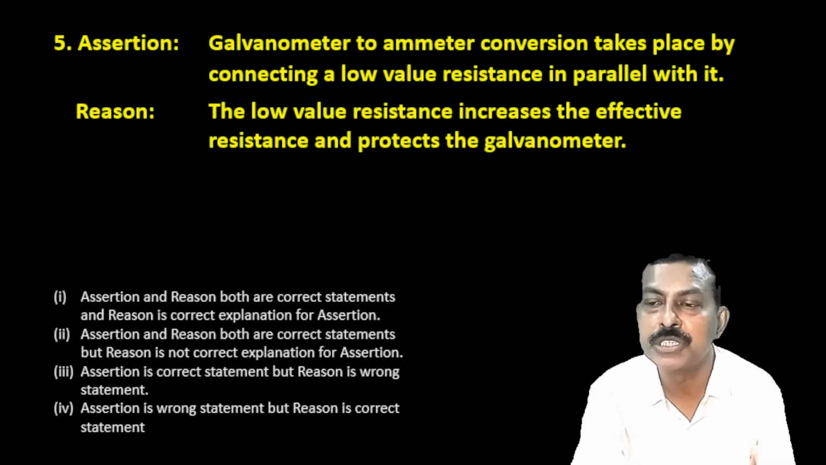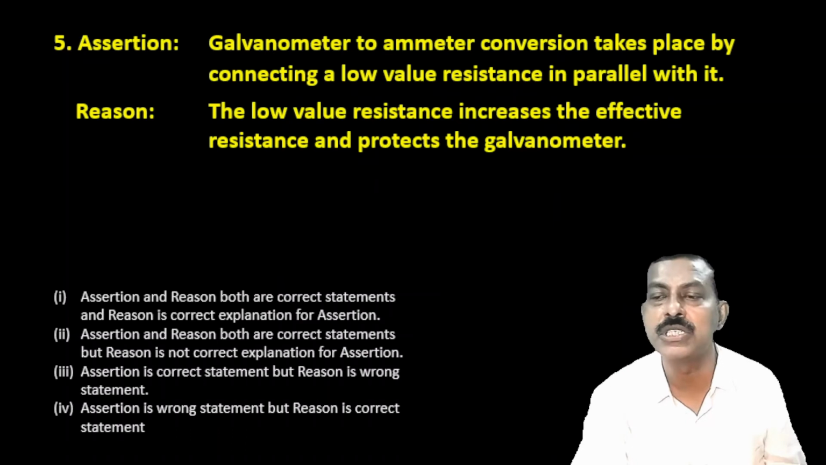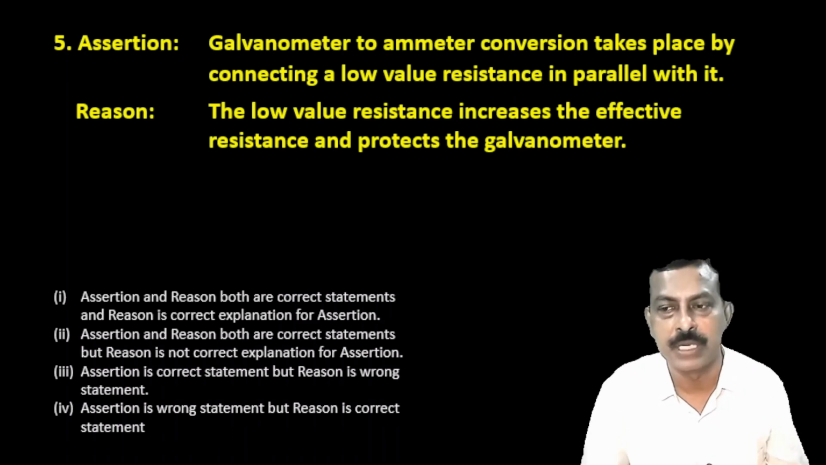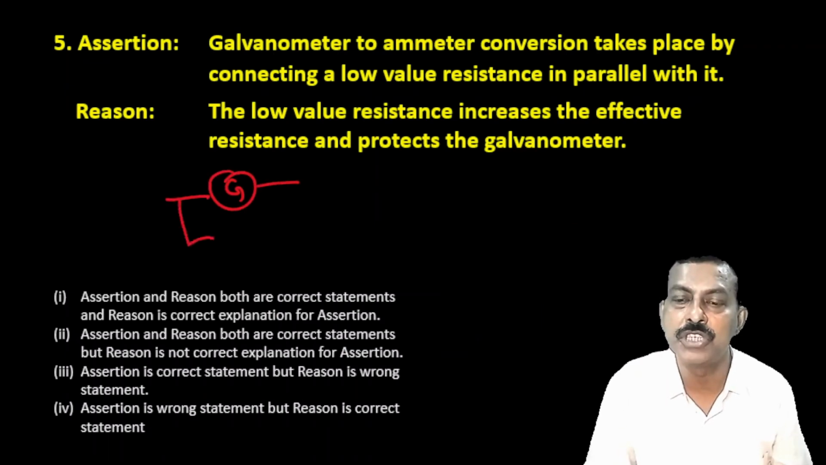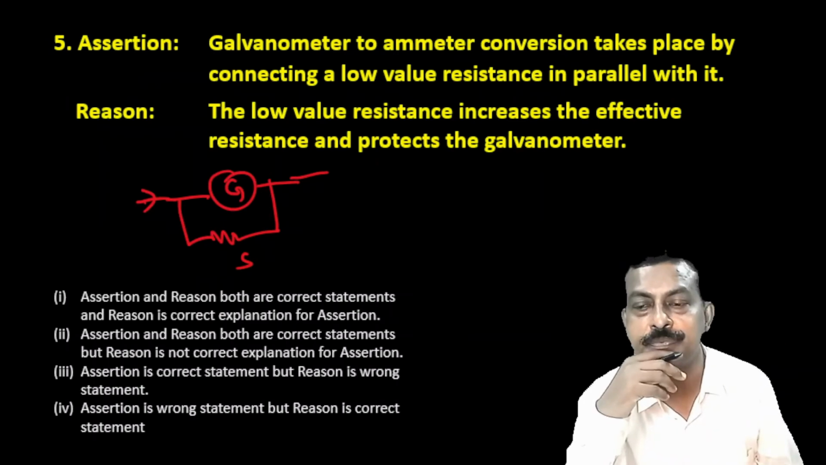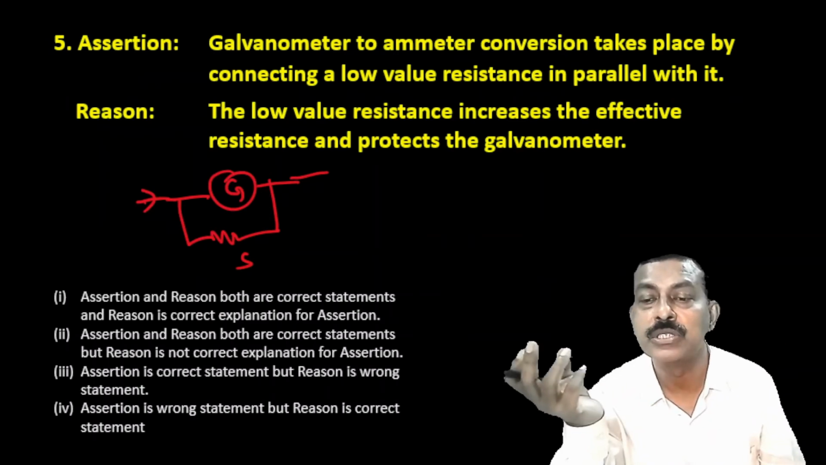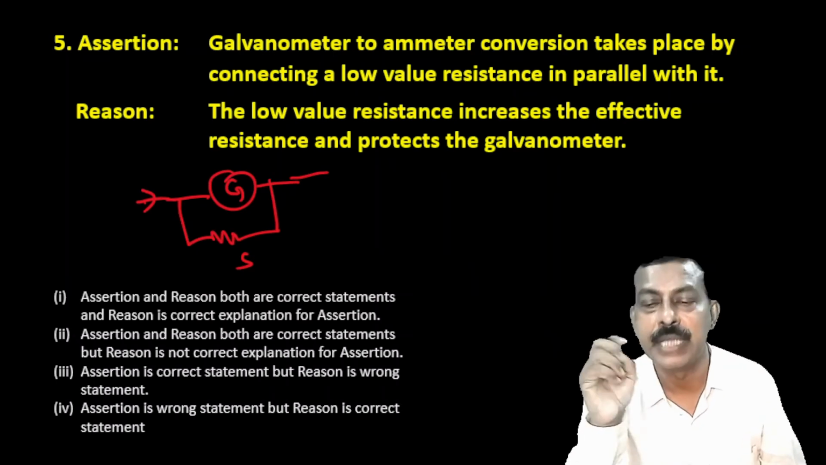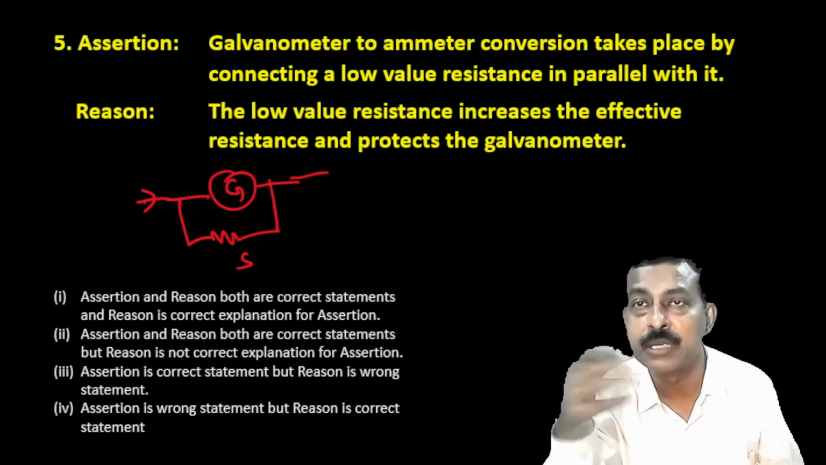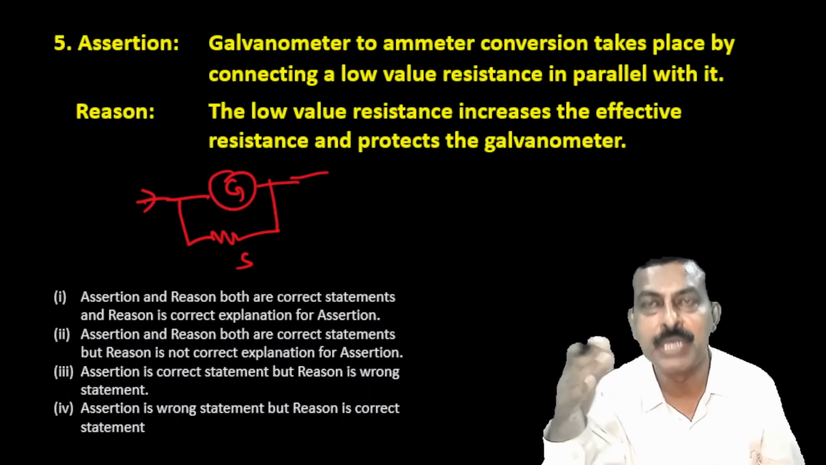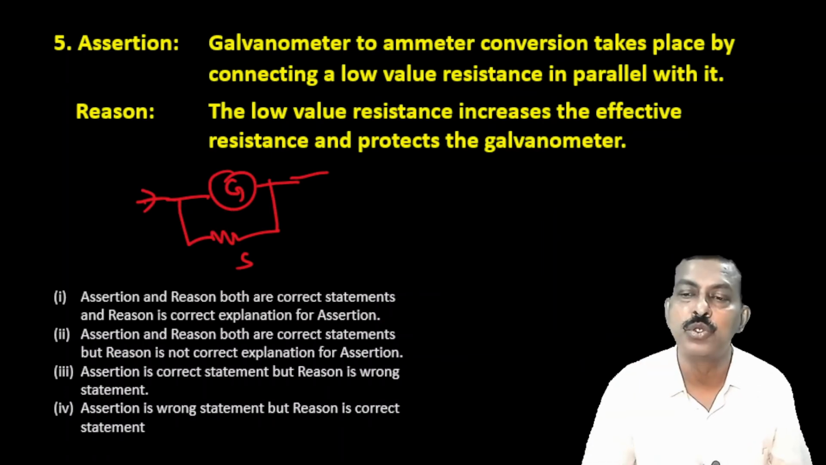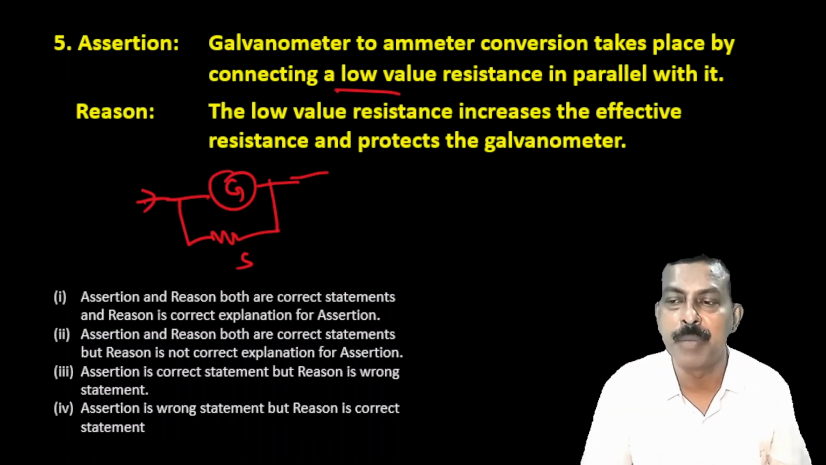Galvanometer to ammeter conversion takes place by connecting a low resistance in parallel with it. That's correct. When we connect a low resistance shunt in parallel with a galvanometer, we can convert it to an ammeter of suitable range. Because if you want to increase the range, whatever extra current or maximum current is going will pass through the shunt and the galvanometer current will remain within its maximum limit. So we can connect a low resistance in parallel with it.